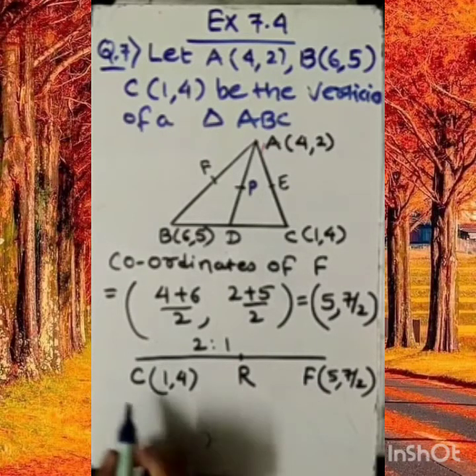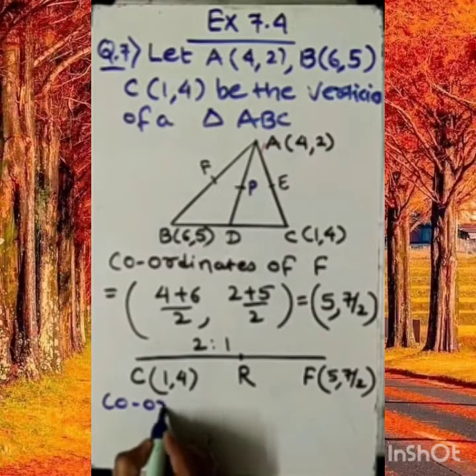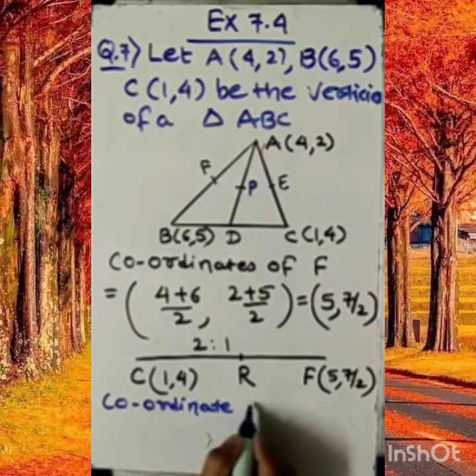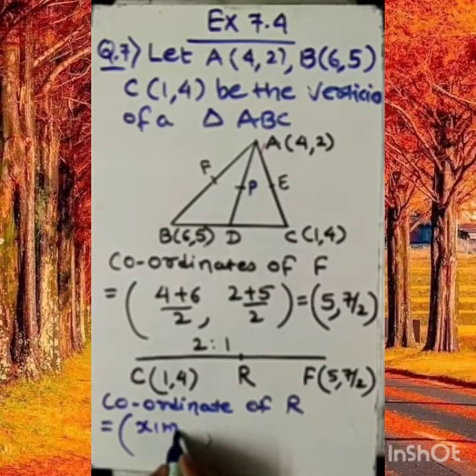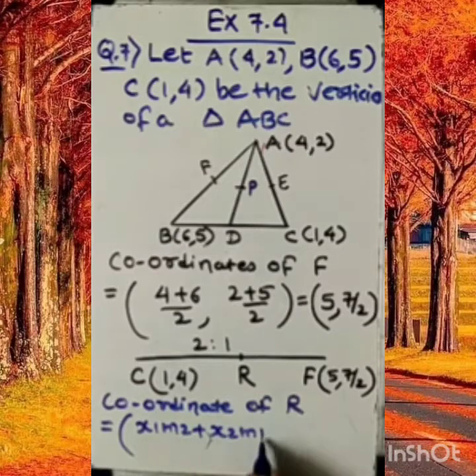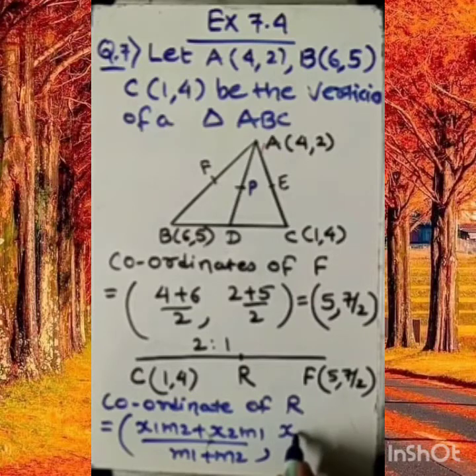So let's write here the coordinates of R. For that, let's apply the section formula: (x1 m2 plus x2 m1) upon (m1 plus m2), comma, (y1 m2 plus y2 m1) upon (m1 plus m2). Clear? Let's substitute the required values and try to find the coordinates of point R.